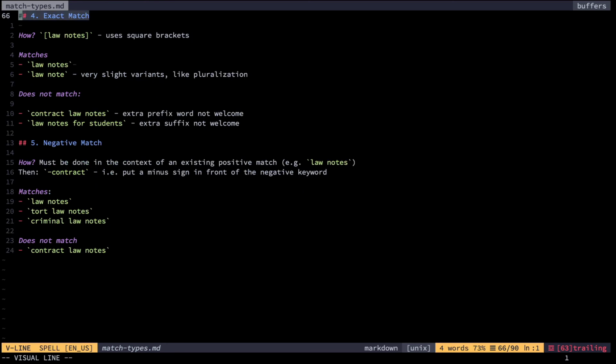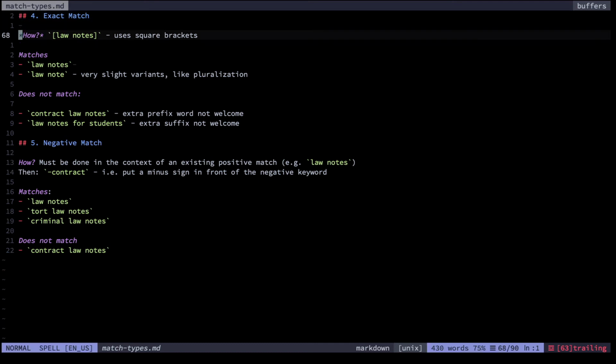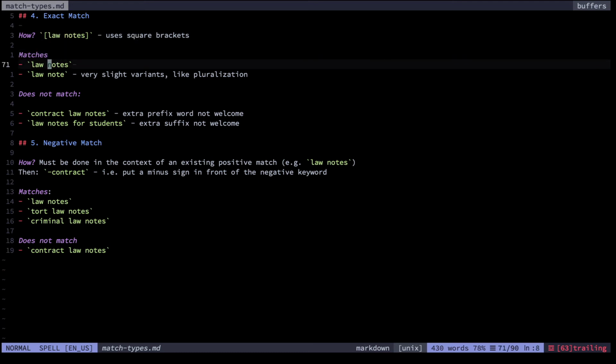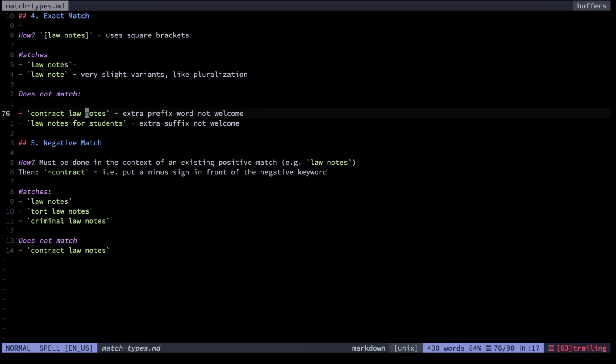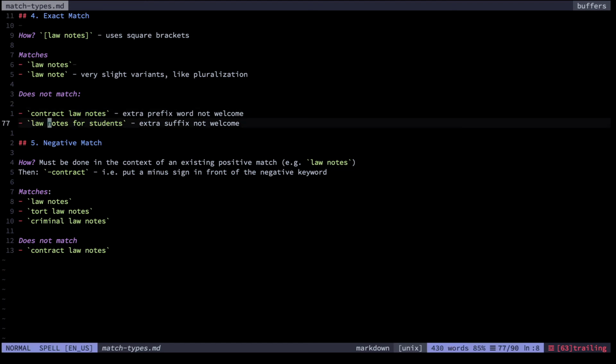The next match type is exact match. The way you communicate this in Google AdWords is with square brackets around the keywords that you want to exactly match. So what does this match? Unsurprisingly, it matches law notes exactly as it is. And it also still matches for certain pluralization differences and small typos. However, it absolutely will not match phrases like, for example, contract law notes or law notes for students and so on. With this matching style, you get a lot of control, but not so much traffic.